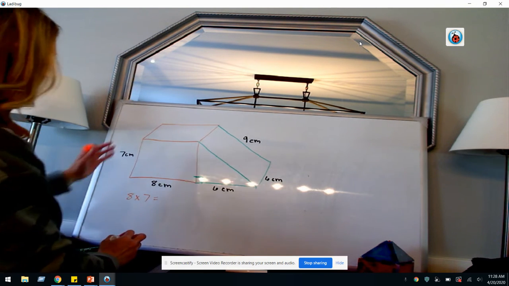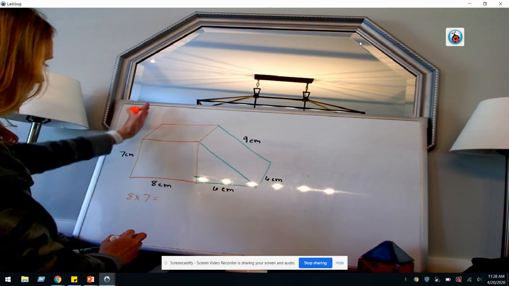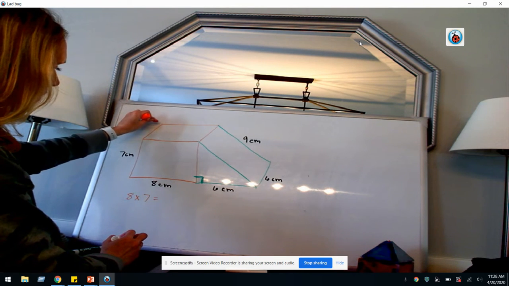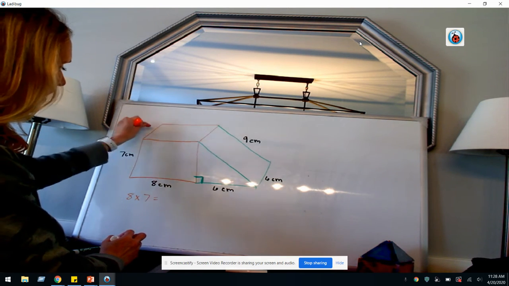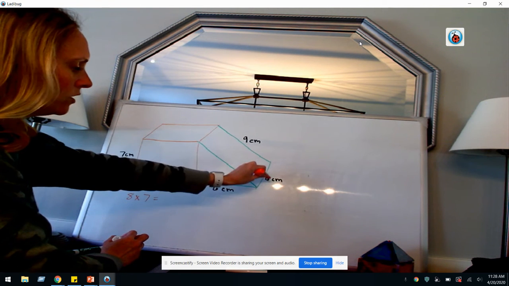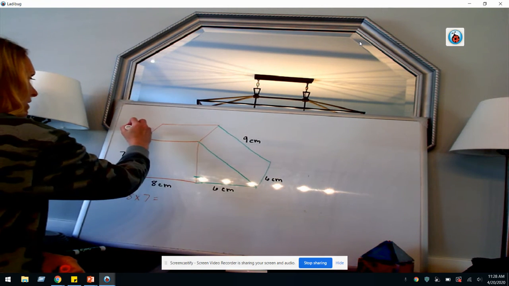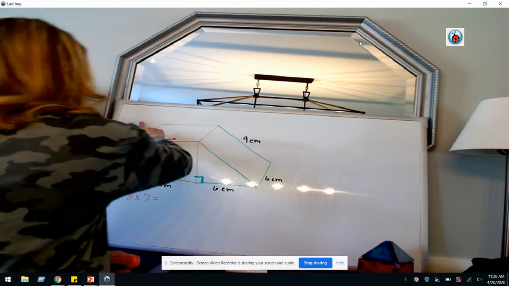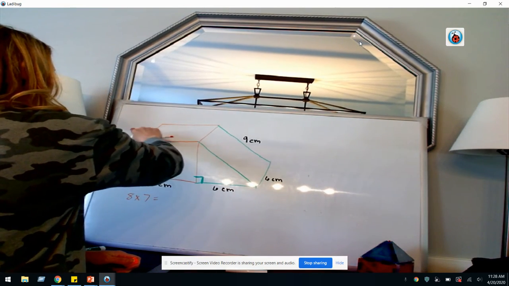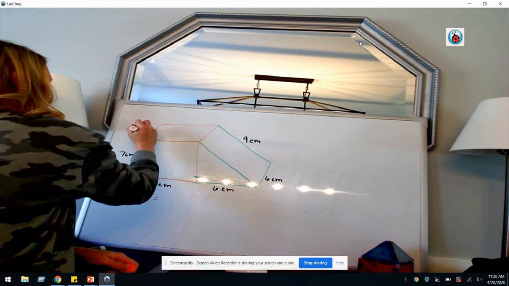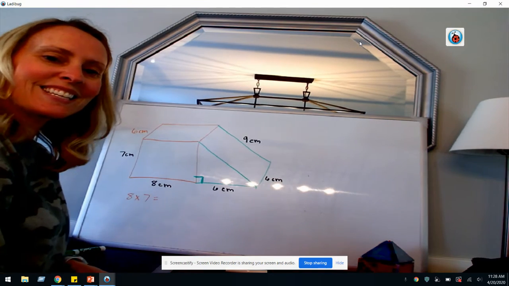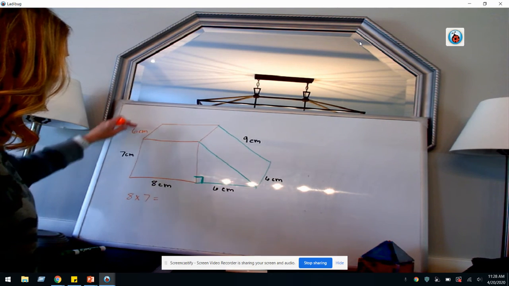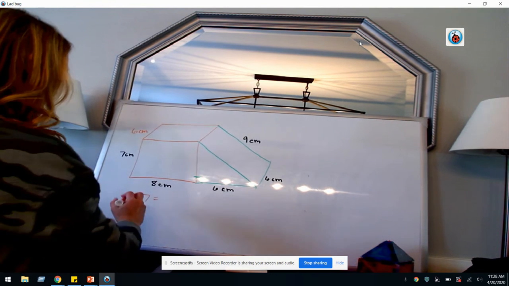Then we have this side here, and I don't know what this part is, but if I look, I'm like, oh wait, these two would be the same, and these two would be the same, so I know that this would be 6 centimeters. 6. I said 6, and I wrote 7. Clearly, I am in a great teaching mode right now. All right, so 6 centimeters. So for this side, I'm going to do 6 times 7.